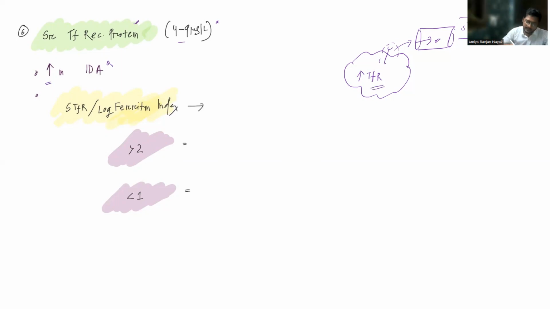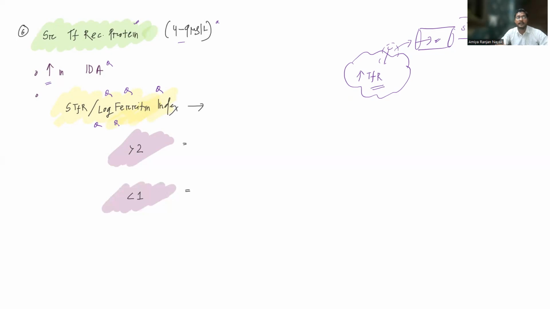There is a very important index, which can be asked in the exam. It's a very beautiful marker to differentiate iron deficiency anemia and anemia of chronic disease. So what is this index? This is nothing but a ratio of soluble transferrin receptor protein and ferritin. Actually, it's a log ferritin, but for the sake of simplification, just remember soluble transferrin receptor upon ferritin. So what is happening in iron deficiency anemia?